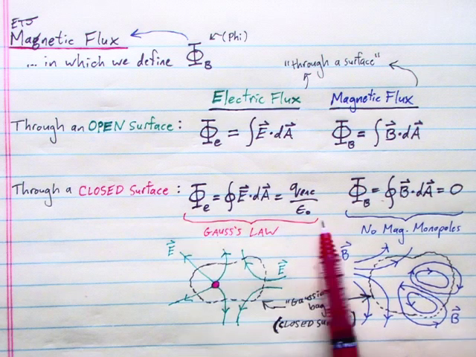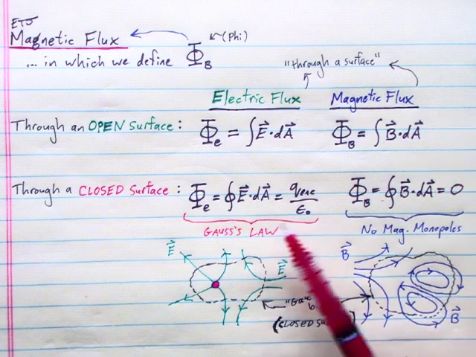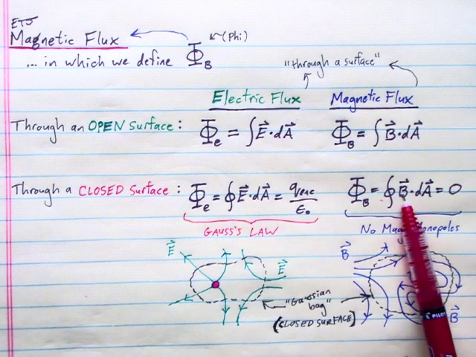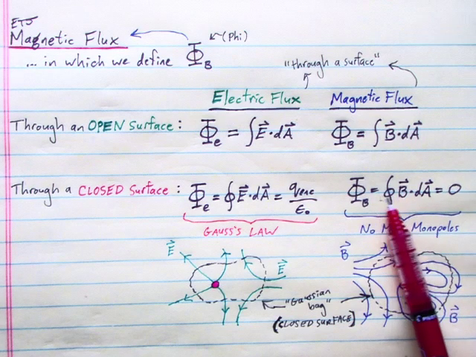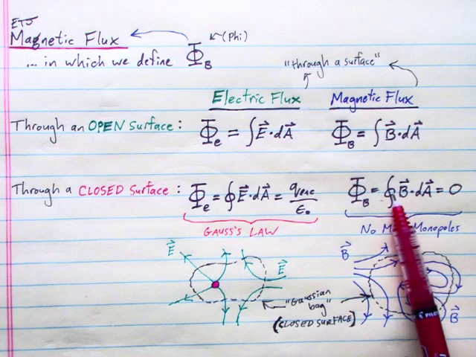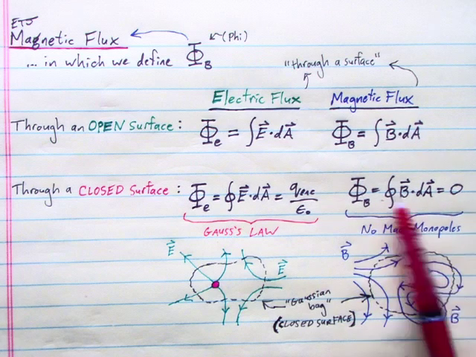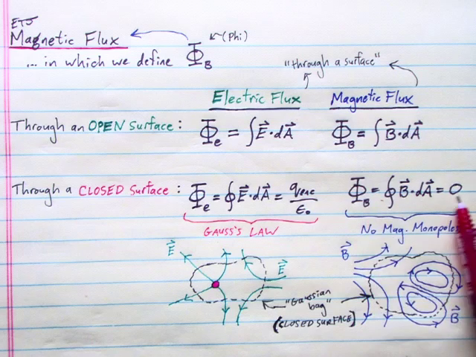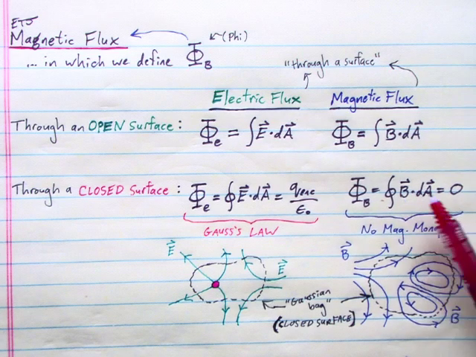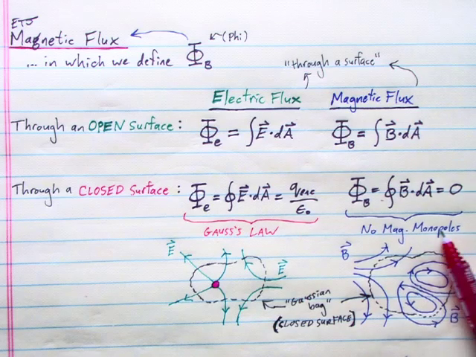And that's Gauss's law. The magnetic flux through a closed surface, so we have the circle icon around our integral symbol there to indicate a closed surface, we find that that value is always 0 through any closed surface in any situation. That's our no magnetic monopoles law.